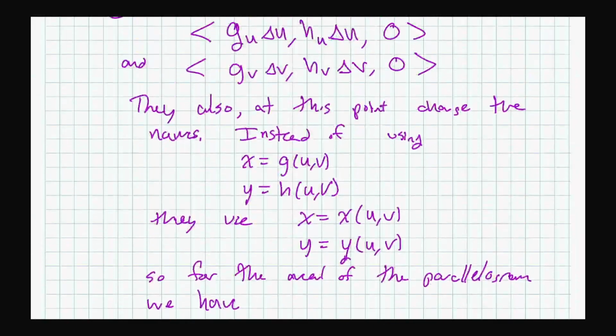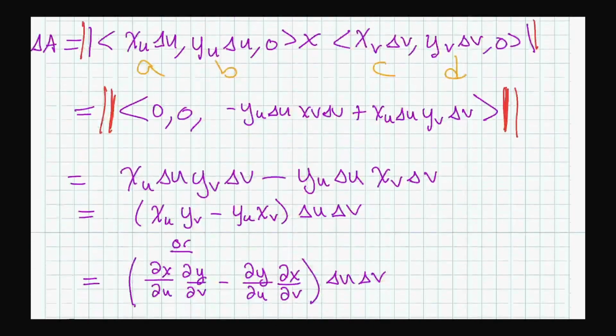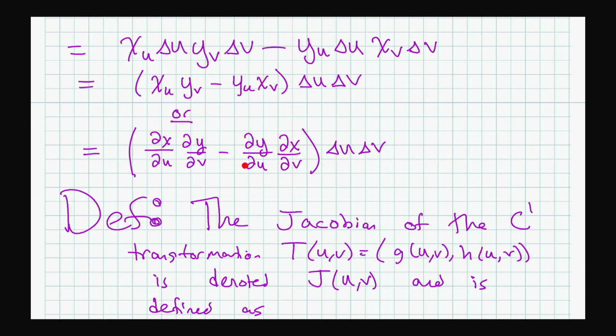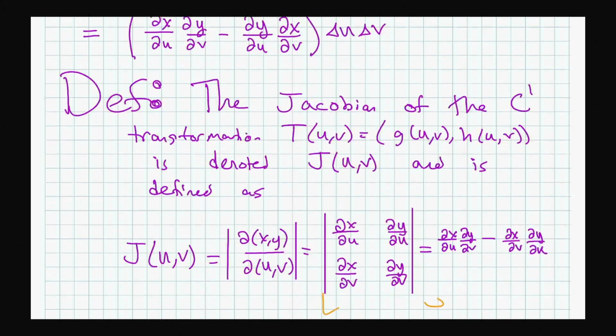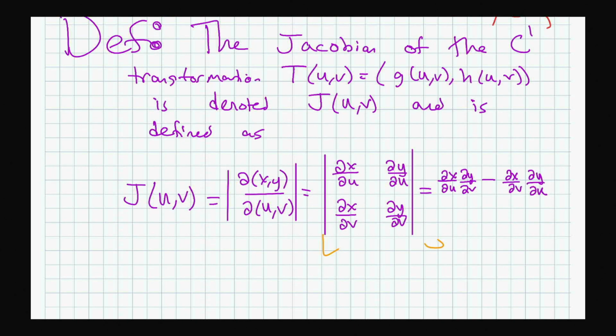We did all this math to get to this point, and then this thing here, we just give it a name. This thing is called the Jacobian. That's what this says. C1 means the first derivatives are continuous. If it was C2, that would be the second derivatives are continuous, and so on. So the Jacobian of the C1 transformation is denoted J of uv and is this. That's just the definition of the Jacobian.